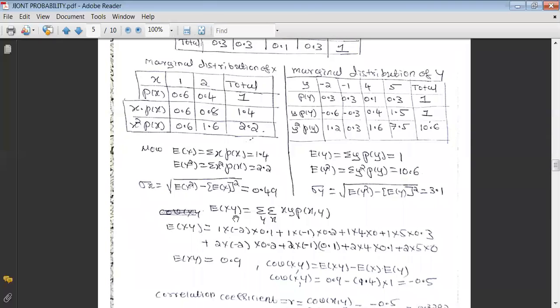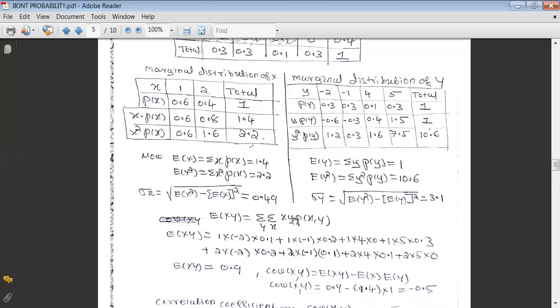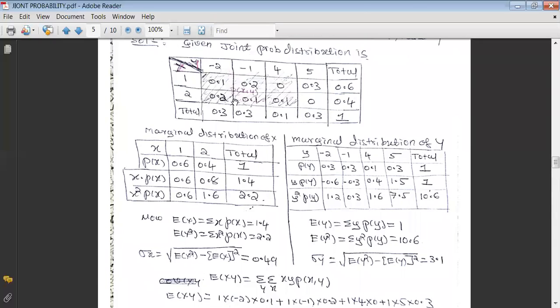Now, for the expected value of xy, we have to calculate the covariance. Therefore, it is given by the double summation of xy into p of xy. This is a way of writing it mathematically, but the way of understanding is that it is the product sum of all the possible x, y, and p of xy, that is the joint probabilities. Now look at the joint probabilities here. We have to get all the possible products of x, y, and the corresponding joint probabilities.